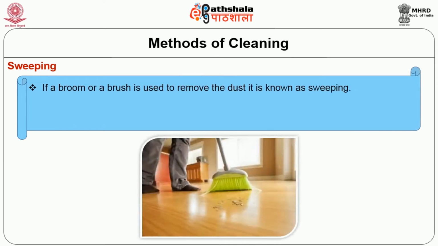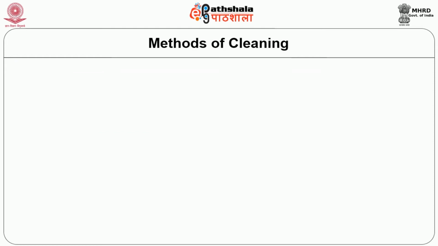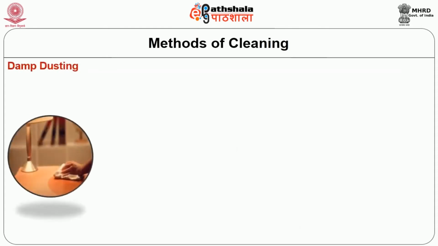It is a simple method which is done with the help of a broom or brush, which is used to remove the dust and clean the area, and is known as sweeping. It starts from one corner of the room and ends in another corner. It can be carried out with the help of a dustpan. The second manual method is damp dusting, which is more effective than dry dusting.